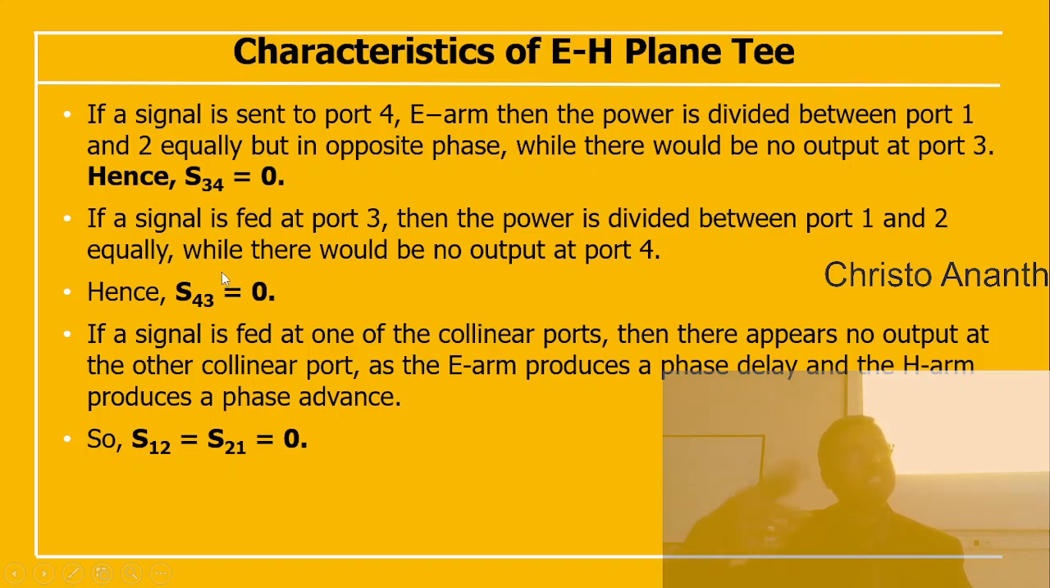If the signal is fed at port 3, power is divided between ports 1 and 2 equally, with no output at port 4. So S43 is equal to 0. We know by the symmetry property that S34 is the same as S43, so that's 0. If the signal is fed to one of the collinear ports, there is no output at the other collinear port, because the E arm produces a phase delay and the H arm produces a phase advance. So S12 is the same as S21, equal to 0.